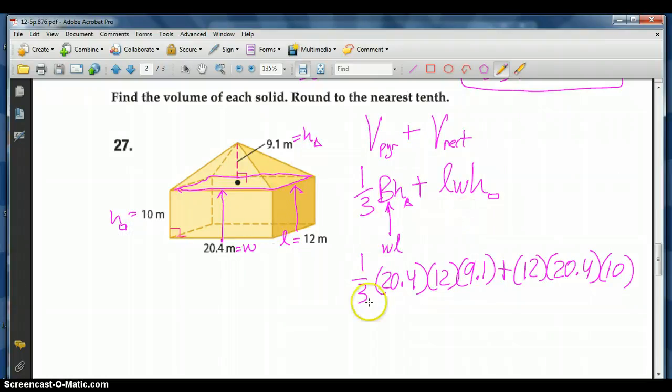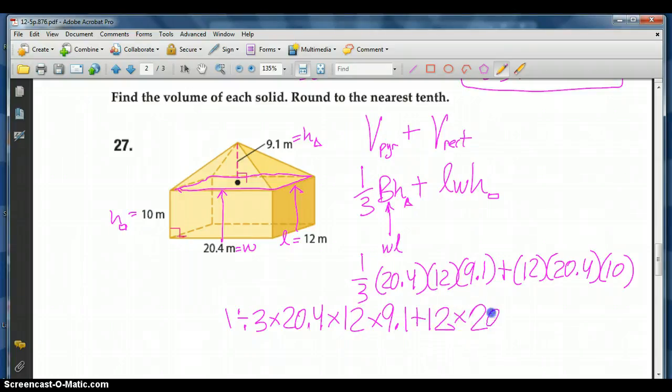But anyways, if you multiply all this out and add 1 divided by 3 times 20.4 times 12 times 9.1 plus 12 times 20.4 times 10, you should get approximately 3,190.6 cubic meters. And that's our volume.